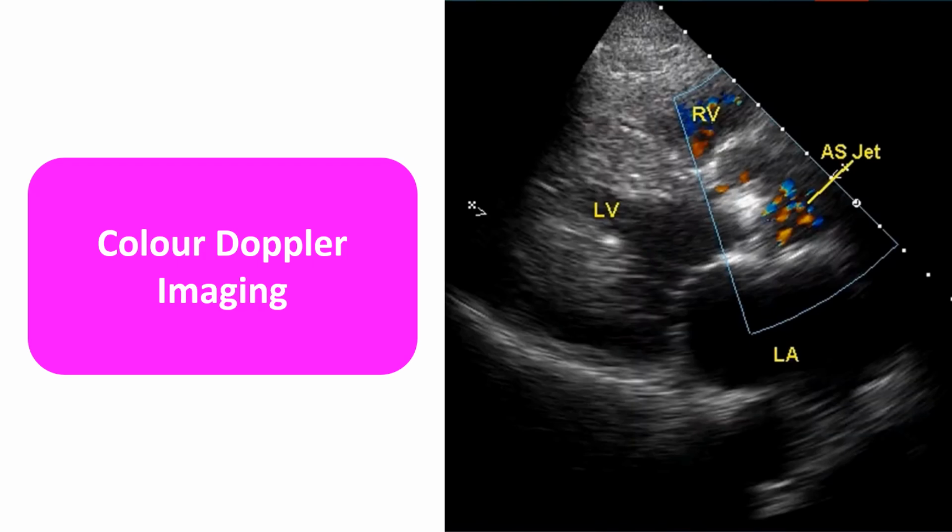Still image from parasternal long axis view with color Doppler showing the AS jet beyond the domed and densely calcified aortic valve.